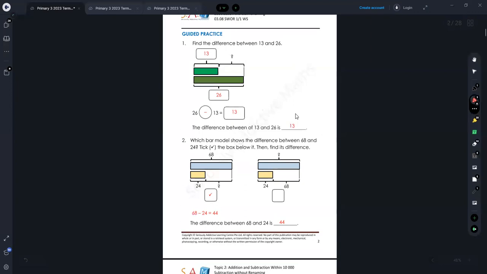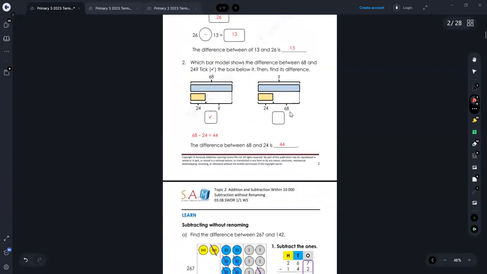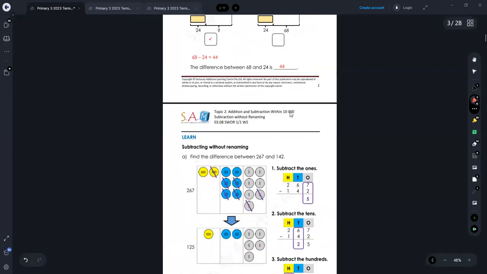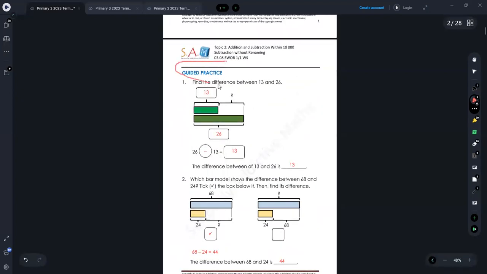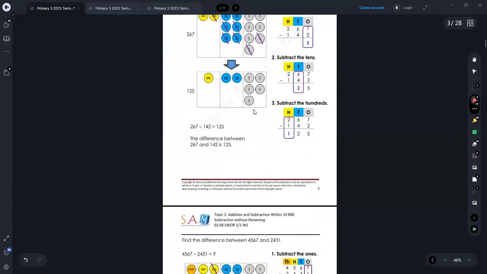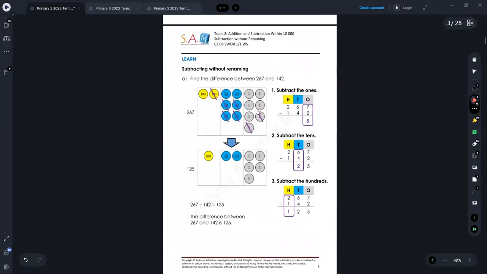Get them to do the guided practice. I think this is very straightforward. You may actually not teach and just get them to do it on their own, okay, and just monitor and make sure they do it correctly. So do the guided practice on their own, and then once it's done, it is good to go through subtraction without renaming for them.